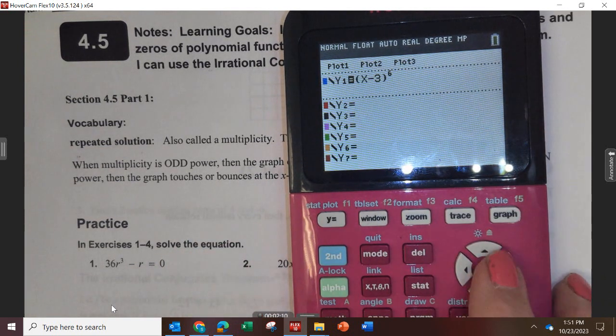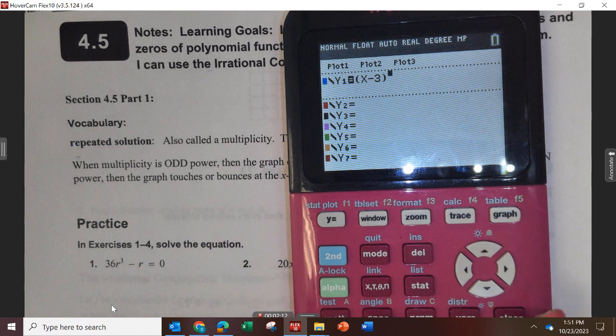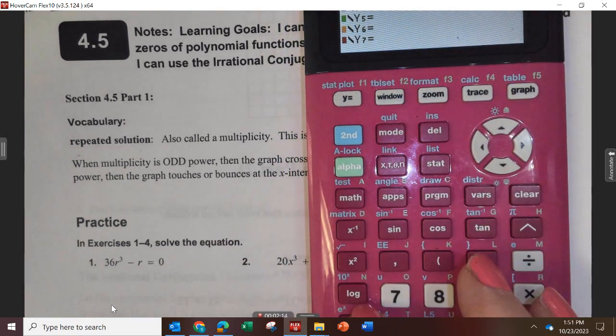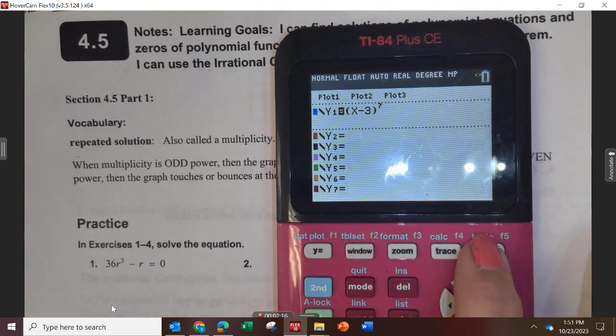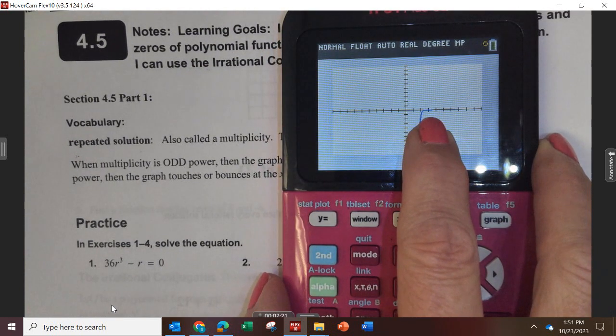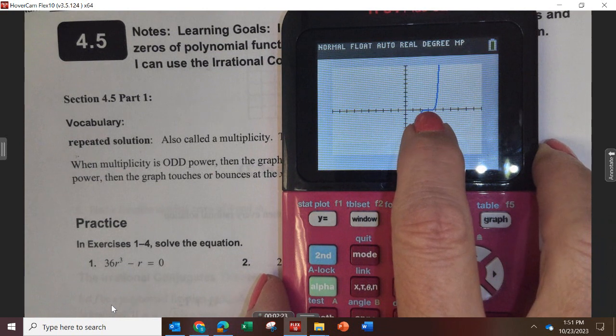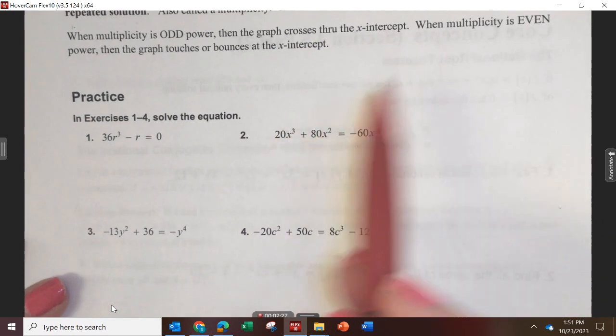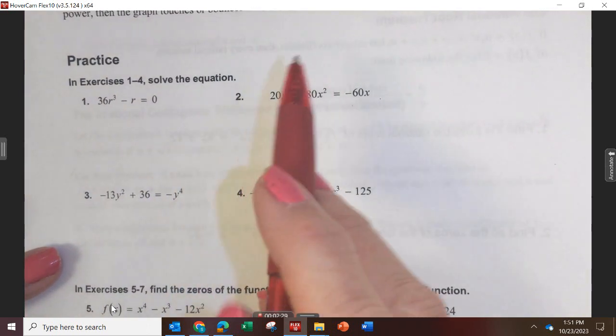All right, so then what if we make it to the 7th? What's it going to do? Go through it or bounce? Through it. So I make it to the 7th. 3 is still going to be a 0. But now it goes through it at 3, okay? All right, so we're going to look at the relationship then between these solutions and the multiplicity.